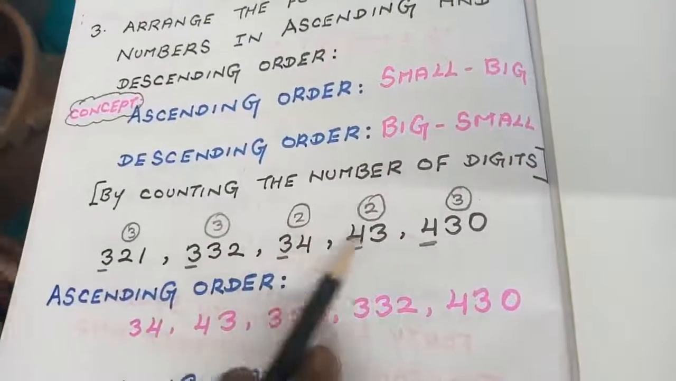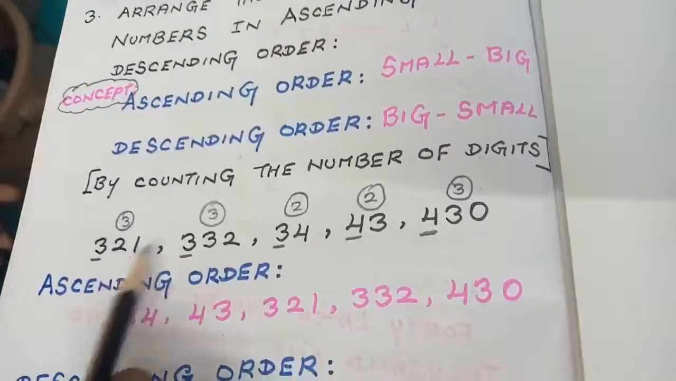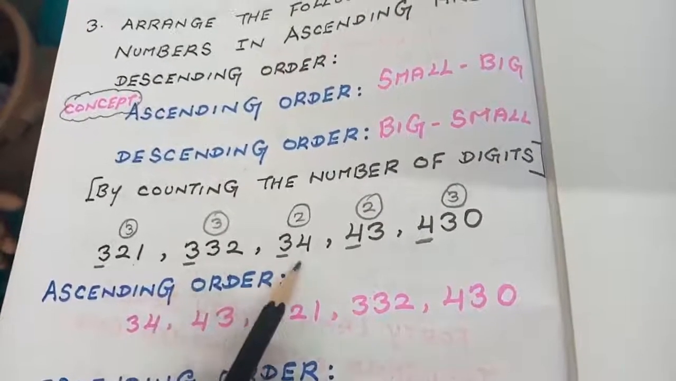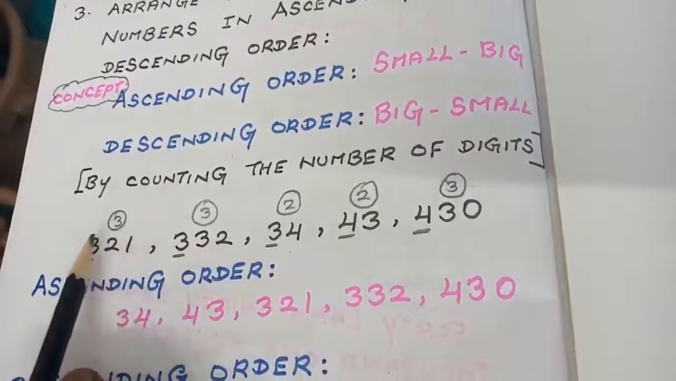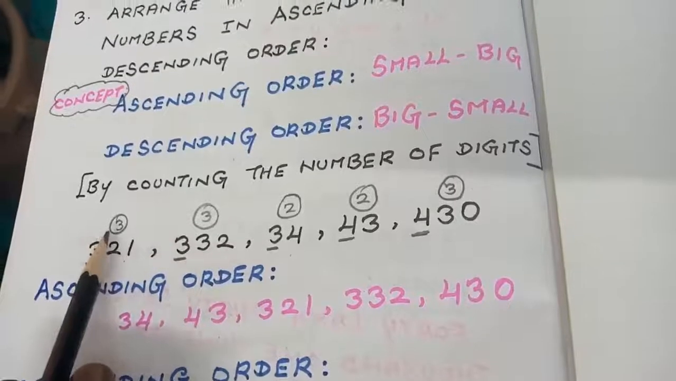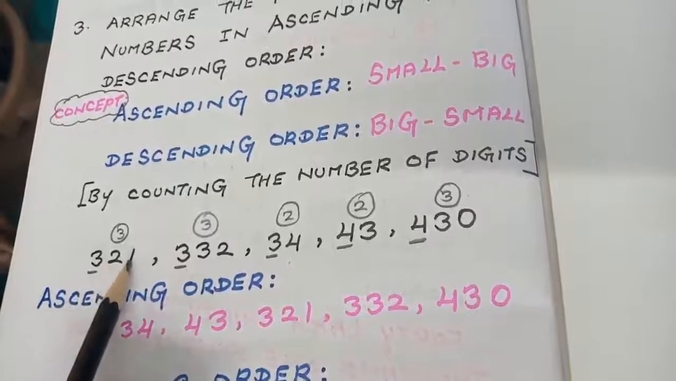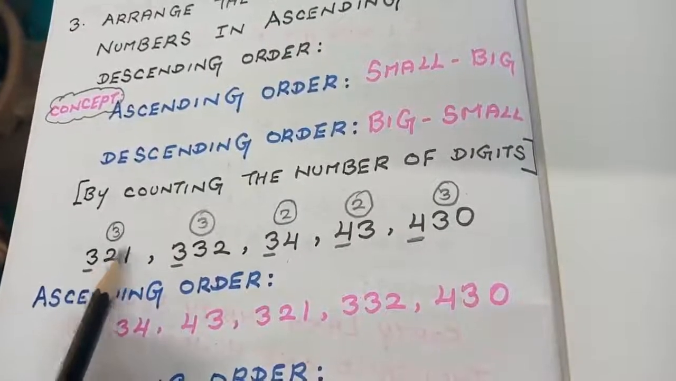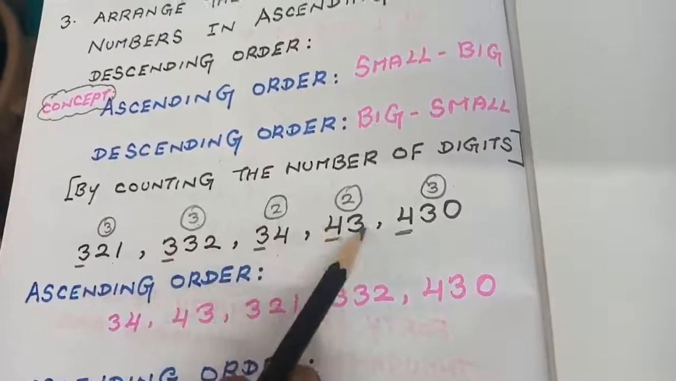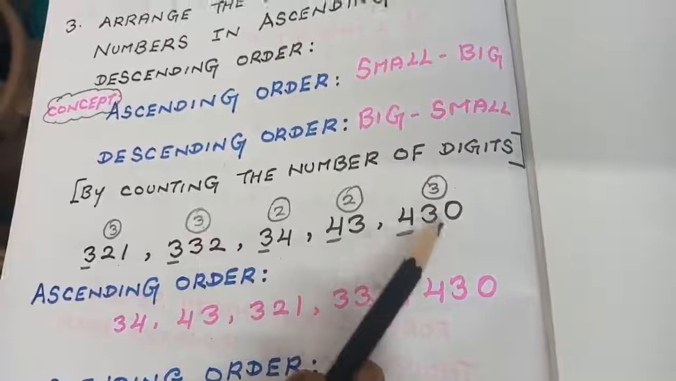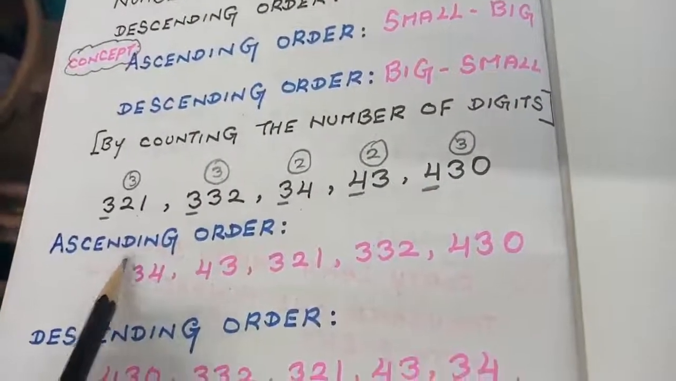If you see, I have taken a set of 5 numbers, that is 321, 332, 34, 43 and 430. Here I have written in pencil the number of digits in each number. 321 means how many digits? 1, 2, 3, 3 digits. Here also I am having 3 digits. 34, 2 digits. 43, 2 digits. 430, 3 digits.